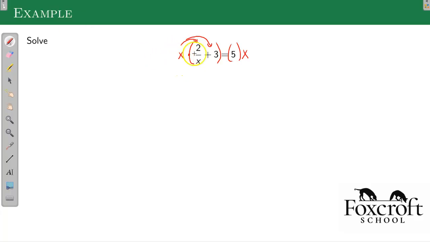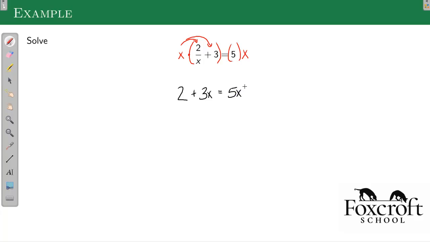So I'm going to get x times 2 over x. The whole reason I'm multiplying by x is that x and that x cancel out, and I get 2. This x is also going to distribute in. I'm going to get plus 3x. Right-hand side, 5 times x is just 5x.